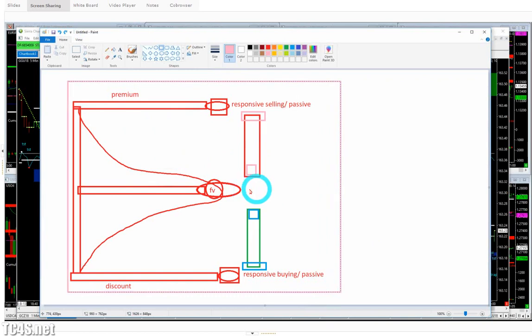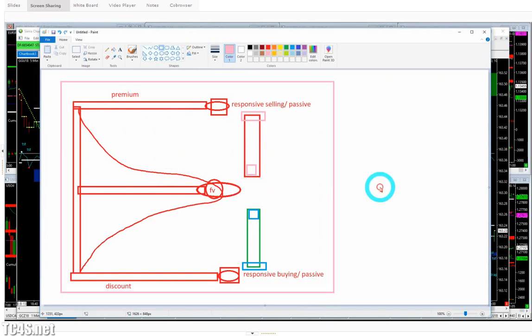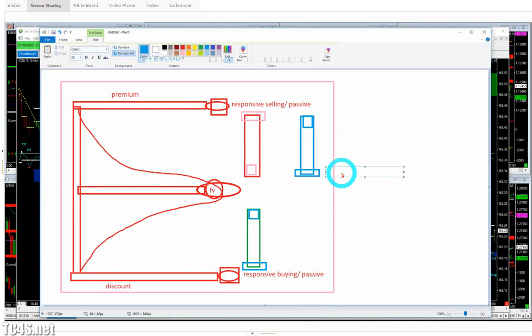So if these are normal responses, what are abnormal responses? Well, an abnormal response looks something like this. An abnormal response would look something like this. Agreed? An exhaustion print here and an absorption print here. Does everybody agree that that must be abnormal? Exhaustion.